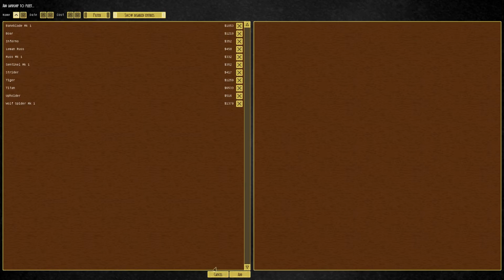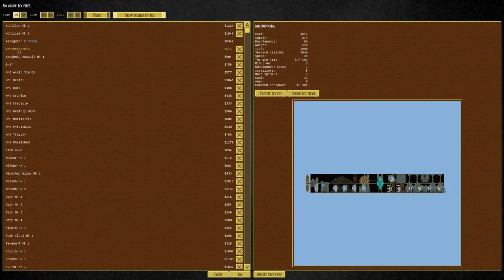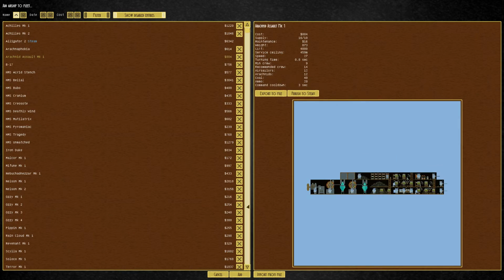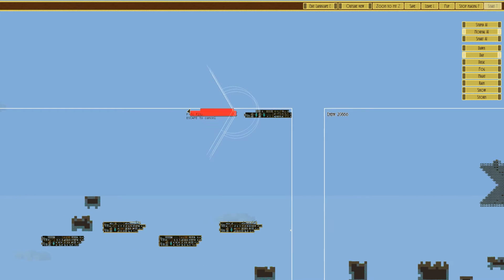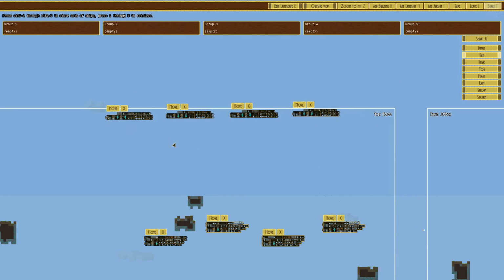So we're going to add... Nope, not land ships. Add airships. And we are going to try out the Arachnid Assault Mark 1. We're going to go with this. Now, this has a very good service ceiling. We're going to just put a lot of these. Obviously, moving that one back so we can see what our money's at.